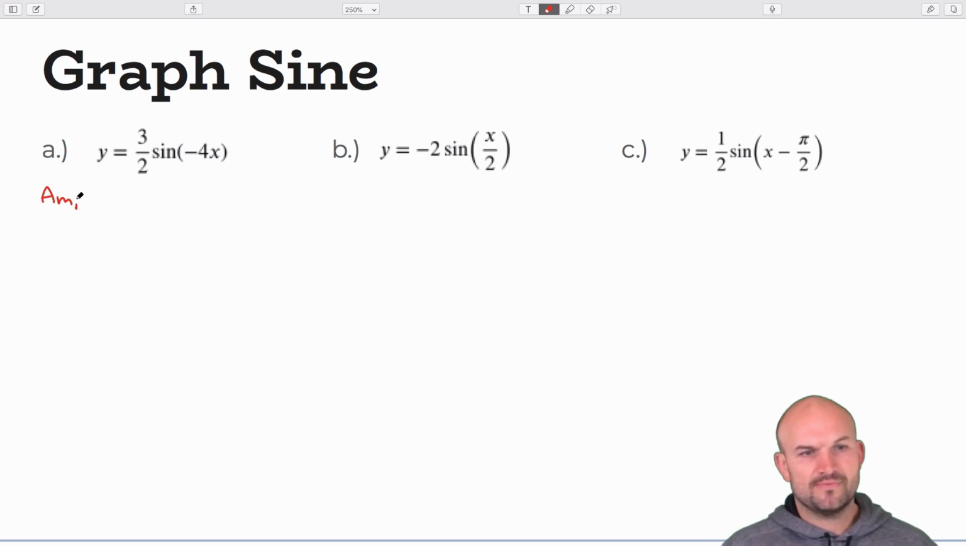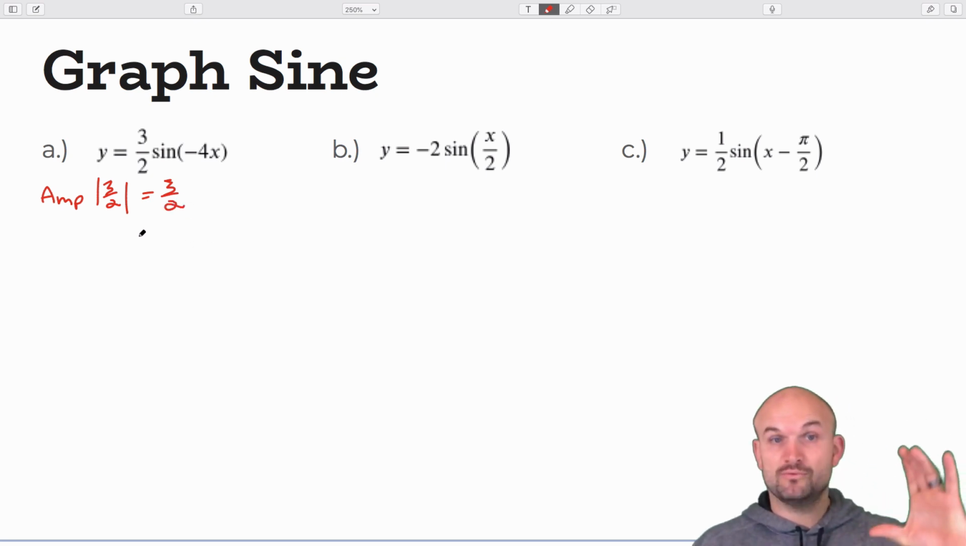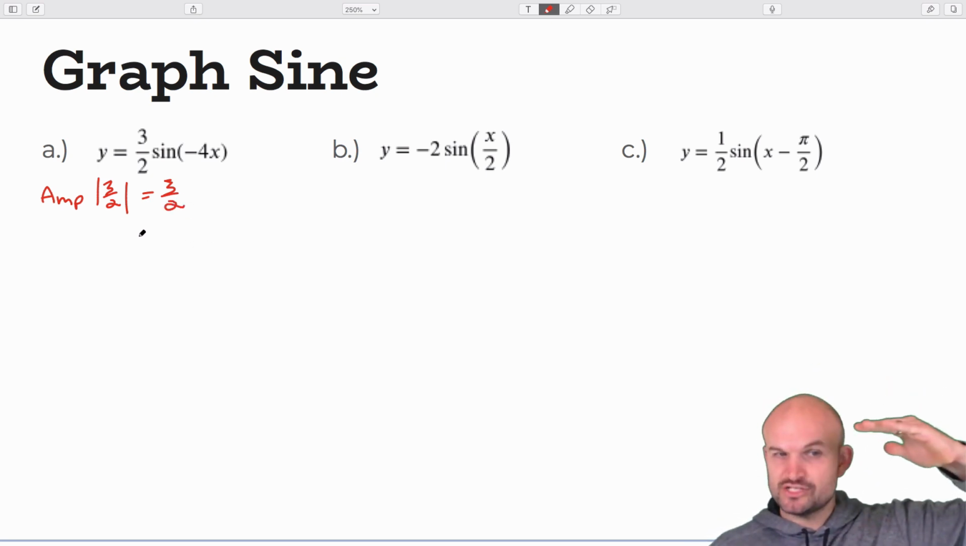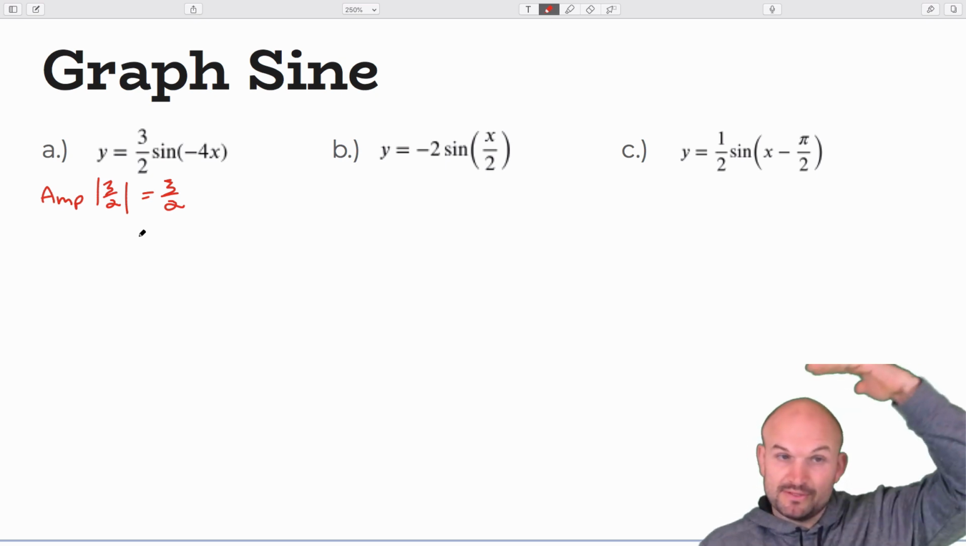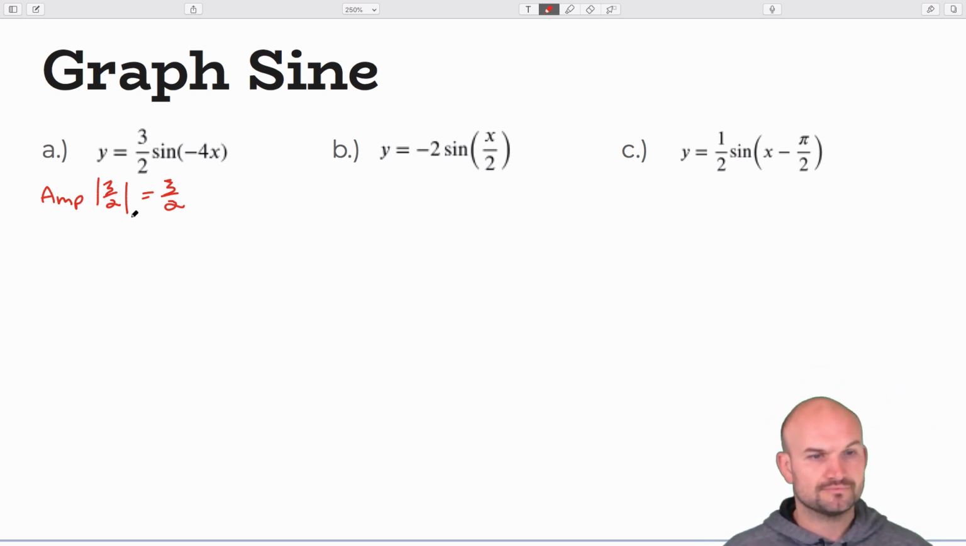Again, the amplitude here is just going to be the absolute value of 3/2, which is just going to be 3/2. Now 3/2 is a fraction, but it's larger than 1, so it's technically vertically stretching the graph. That means the graph is still going to go up to 3/2 and then down to -3/2.